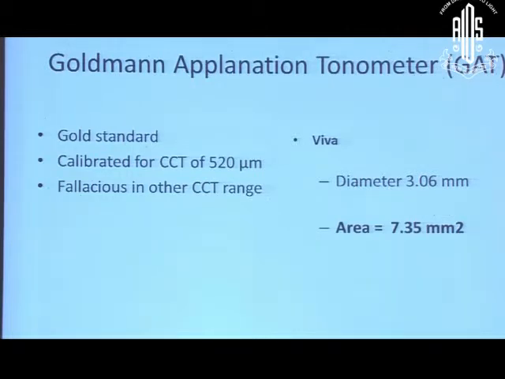I'm going to give you 2 viva questions on this that are asked to you in your instrument vivas. The diameter of the prism is 3.06 and the area of contact or applanation is 7.25.